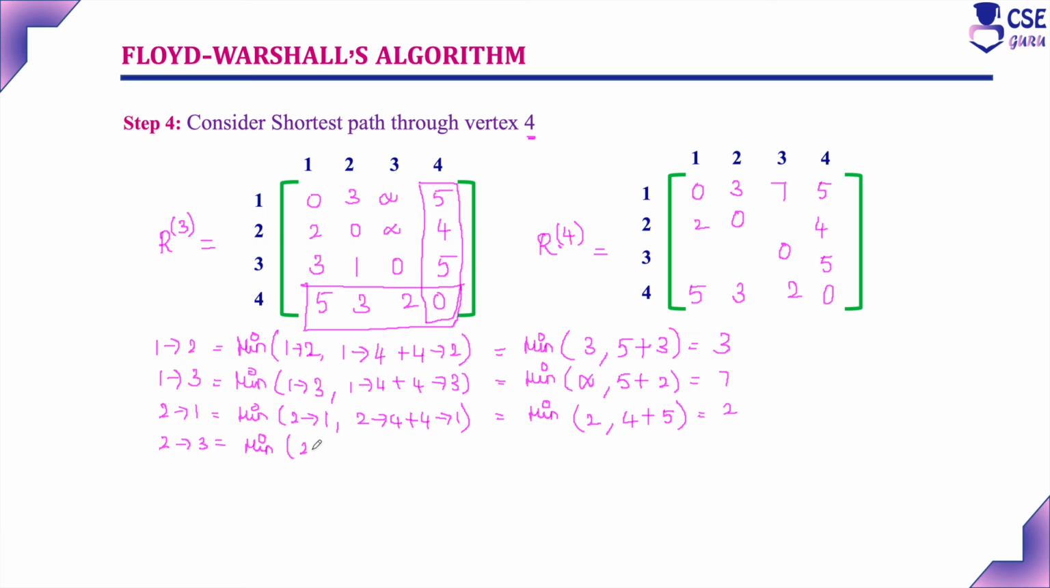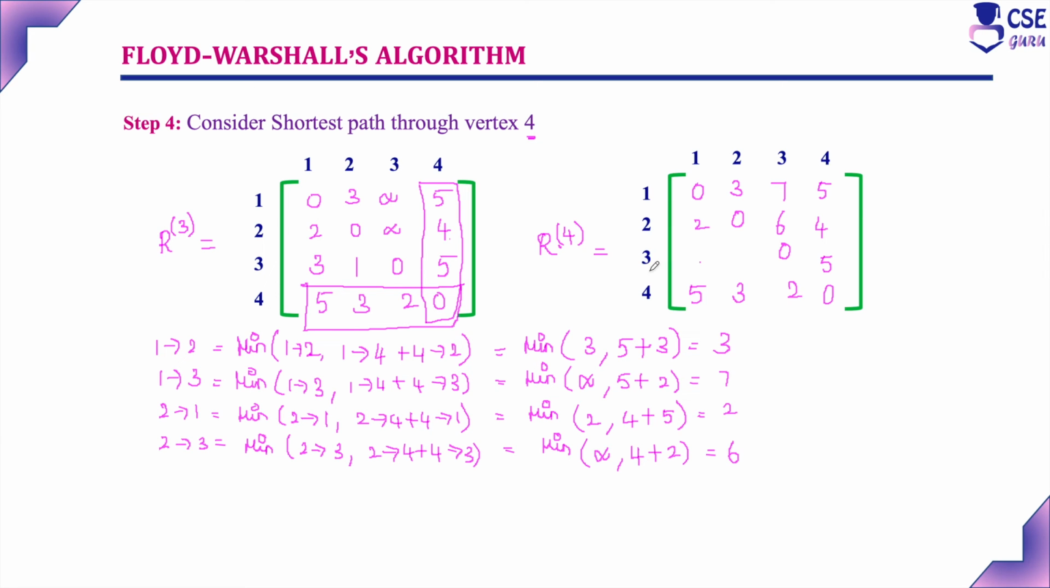Next is 2 to 3. Minimum of 2 to 3, comma, through the vertex 4. So 2 to 4 plus 4 to 3. So 2 to 3, it is already infinite. 2 to 4 is 4 plus 4 to 3 is 2. So the distance is 6.